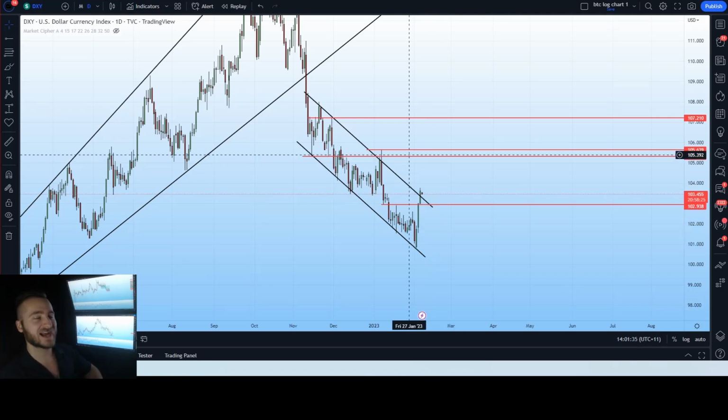So again, that could indicate over the next 48 hours, we could potentially see a little bit of relief in Bitcoin before we get that continuation below 22,600 and get that next leg down. We'll talk about that in a second.